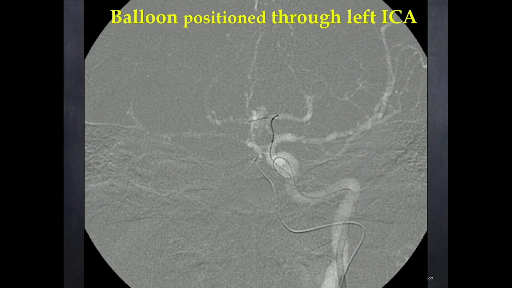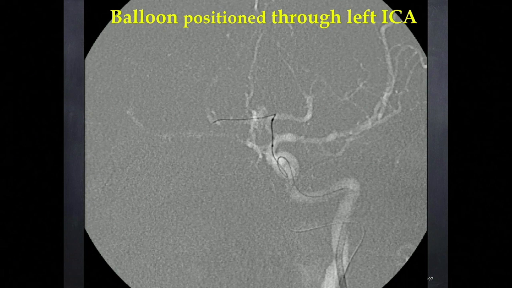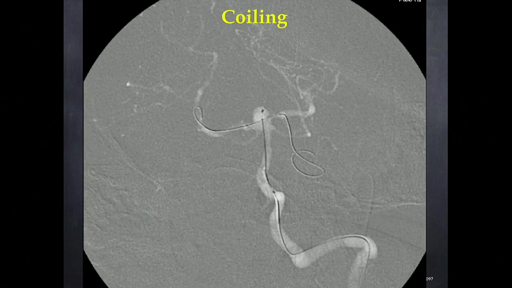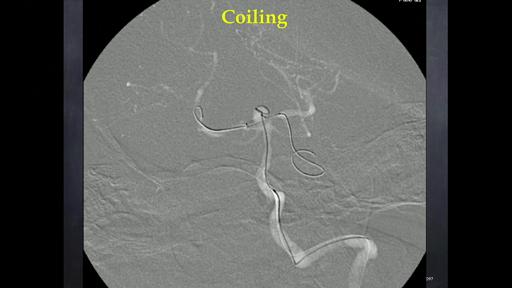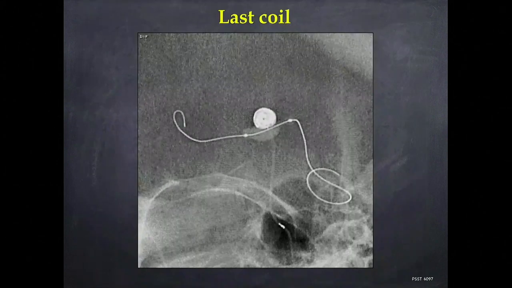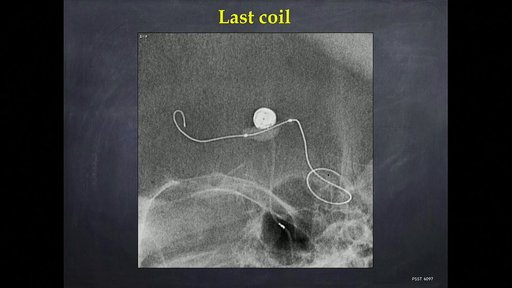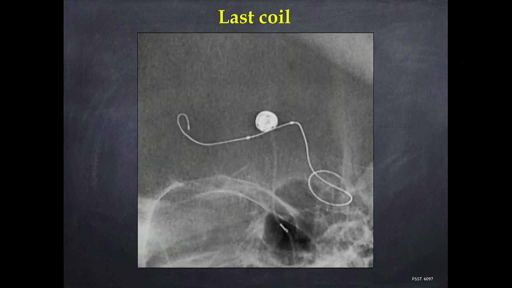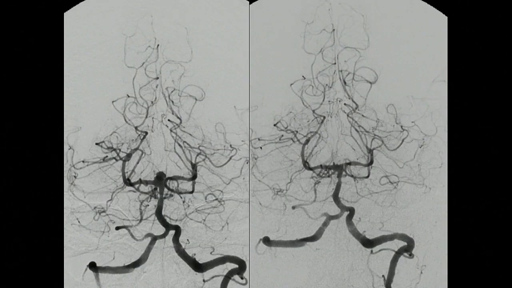You see the inflation of the balloon. Thanks to the protection of the balloon, you can fill with coils. In this situation, you are very comfortable. You see the inflation of the balloon. The balloon is coming from the internal carotid artery through the PCOM to protect the basilar artery aneurysm. This is the deflation of the balloon. And this is the post-op. You have a remodeling of the termination of the basilar artery.